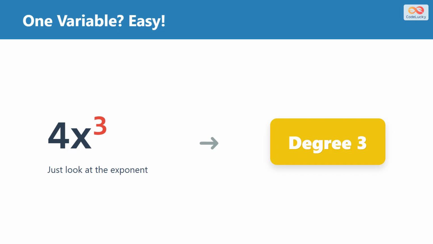If a monomial has only one variable, finding the degree is very simple. You just look at the exponent of that variable. For example, in 4x cubed, the exponent is 3, so the degree is 3.